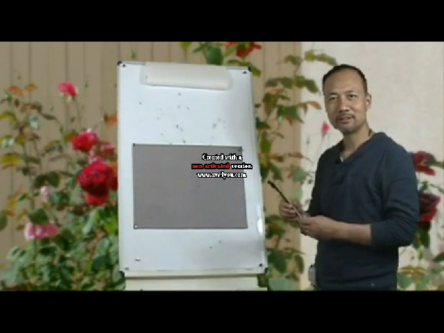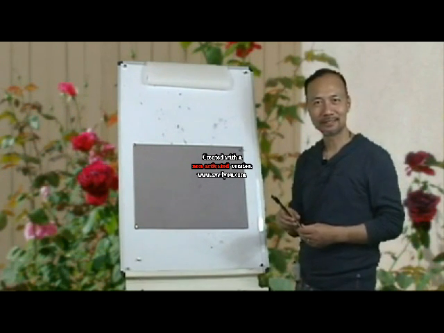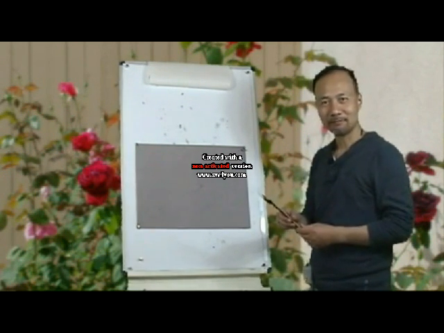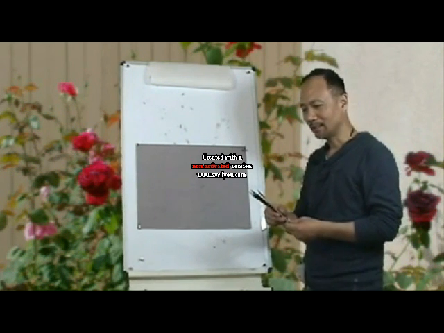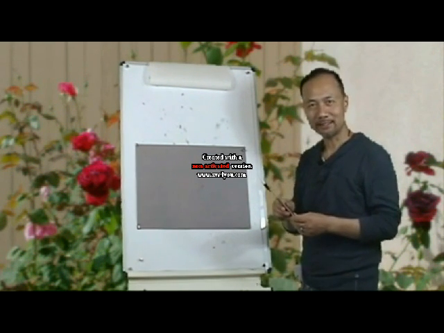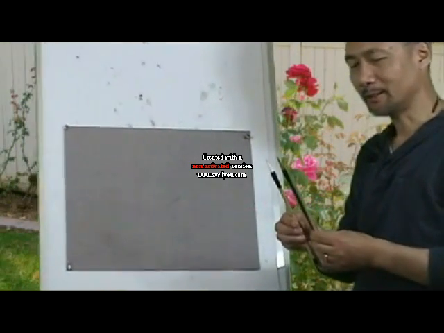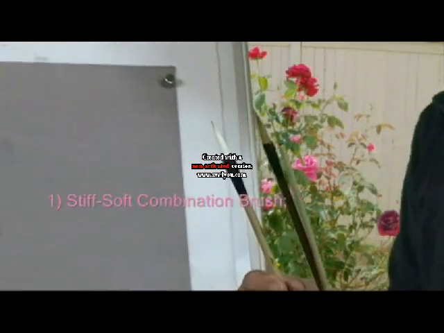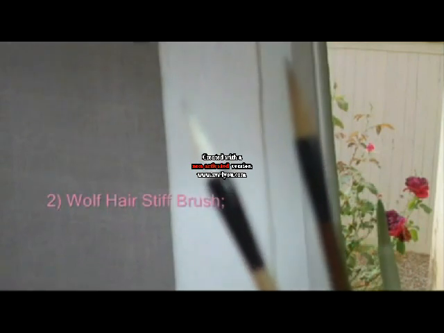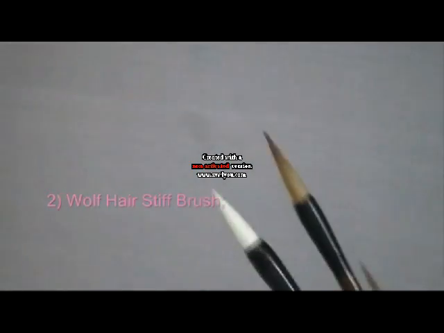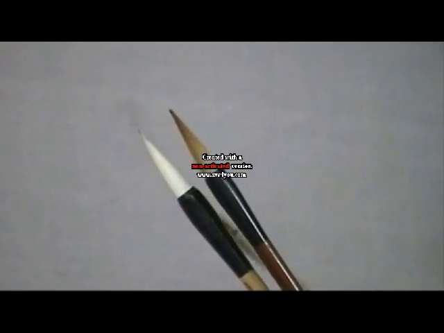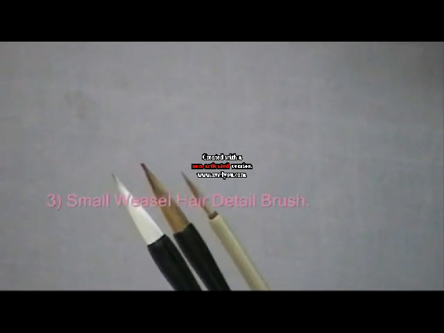Today we're going to introduce you some basic strokes and methods of painting roses. I'm using the basic set of 3 brushes: the combination brush with soft and stiff hairs, the wolf hair brush, and also the weasel hair small detail brush.